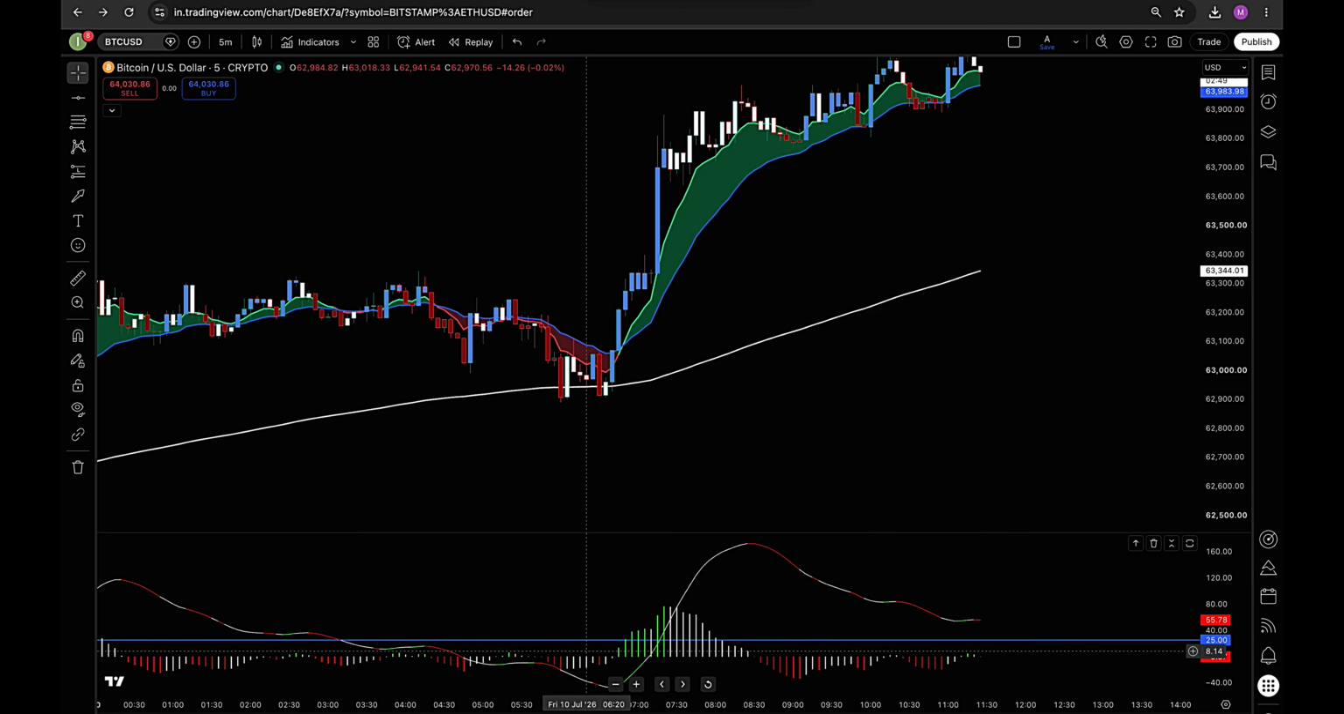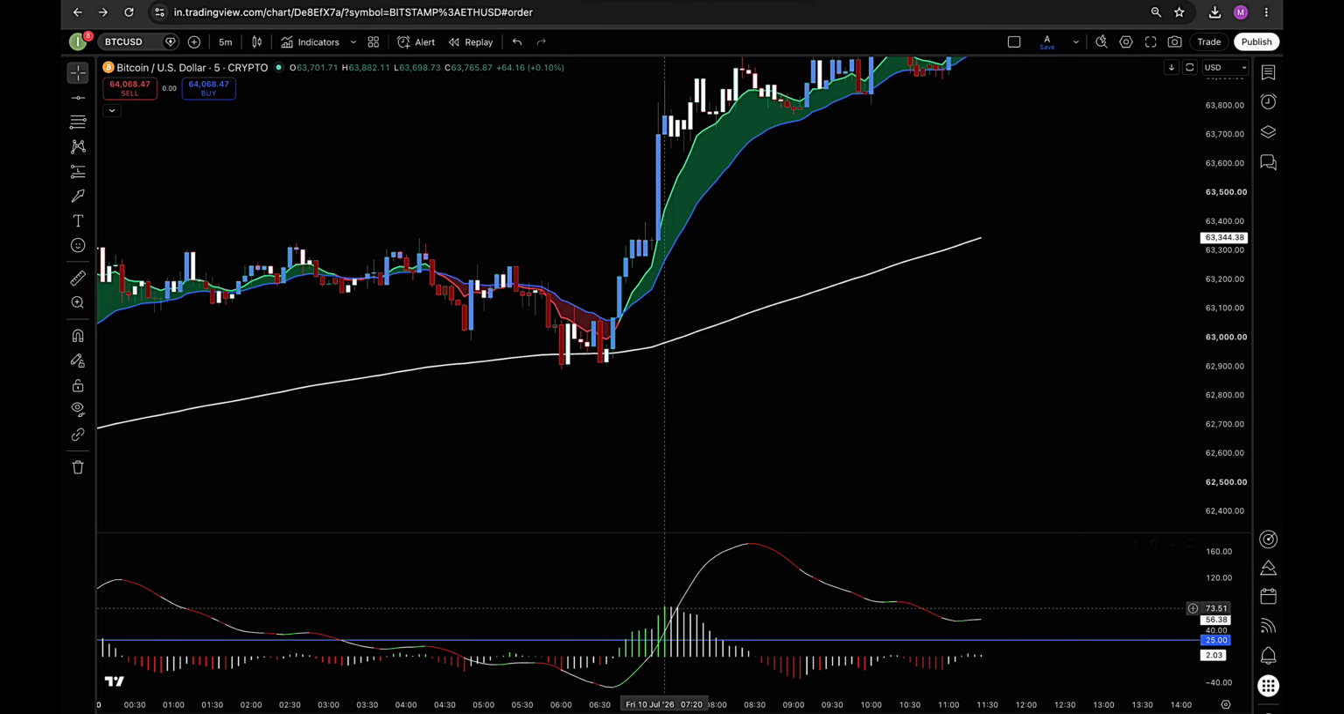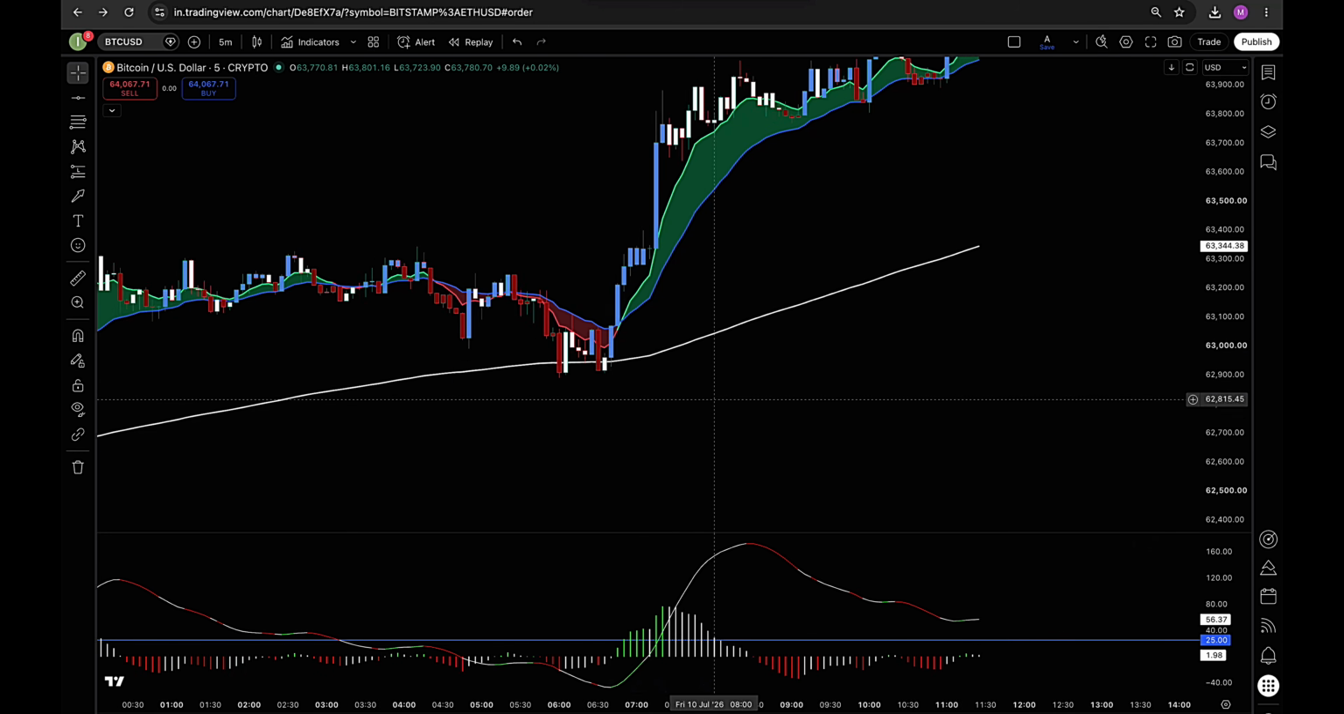What did we do here? We drew a horizontal line, and here you'll see that the histogram line you see, if it's at or above 25, only then will we go for the buying side. That's our second rule. The third rule is that the histogram line you see here should be green in color. This MA, the moving average, should also be green in color. As you can see here, it's green. So these are the 3 rules.